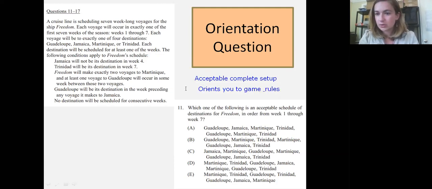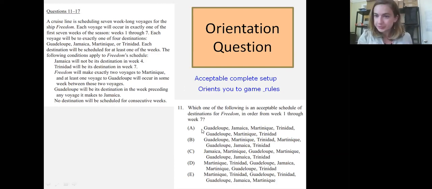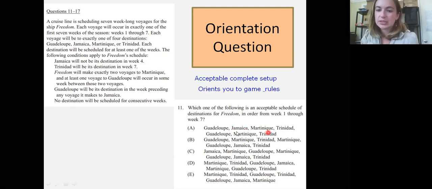It allows you to get a feel for what's going to work in this game. Now, a lot of folks approach the orientation question by going one answer at a time. So G, J, M, T, G, M, T, and checking it against the rules to see if it breaks any rules or seeing if it matches up with their diagram. And if you tried that way and you ran out of time, the good news is that there is a faster way to do it. And there's one that is kind of easier on your brain, and you always want to take the easy approach whenever possible on the LSAT.